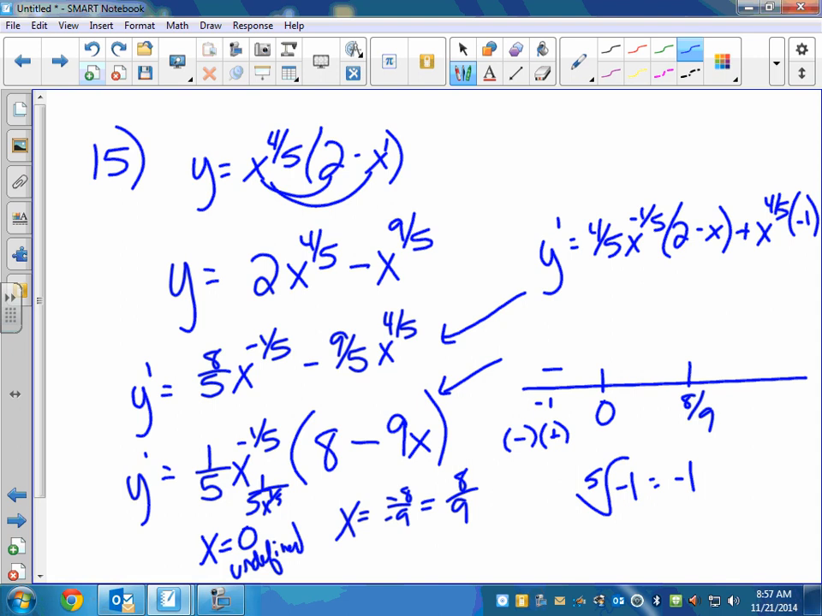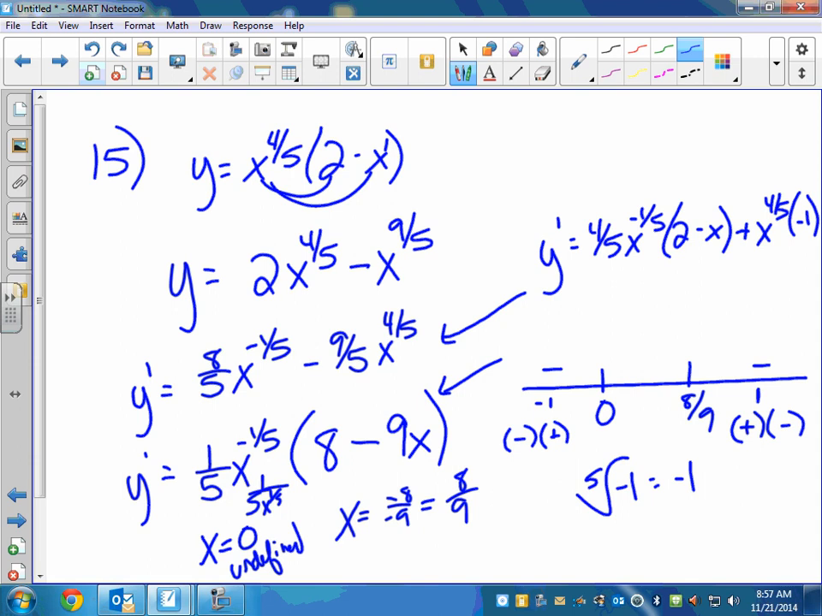Let's pick this side now. Bigger than 8/9 is easy, right? Like, I'm going to just pick 1. And if I plug 1 into my derivative, 1 to any power is 1. So I'm going to get a positive out there with the 1/5. And then if I plug 1 in here, I'm going to get 8 minus 9, which is negative. Yes? Which is still negative.